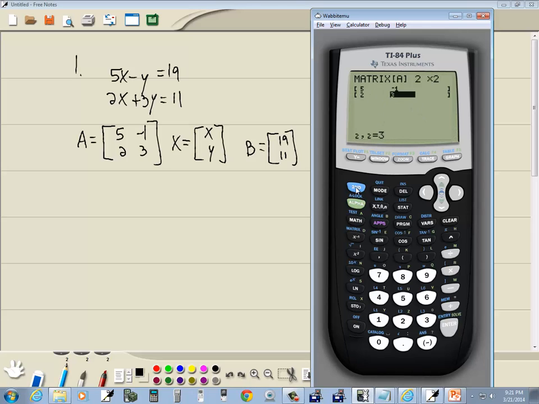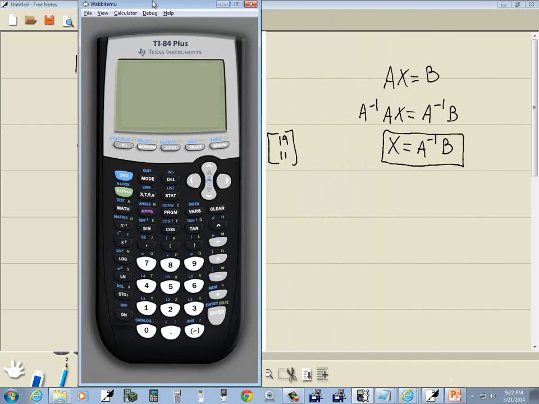Now I'm going to exit out, second mode, go back into my matrix menu, second x to -1. I'm going to right arrow over to edit, down arrow to B, and press enter. Now this is rows by columns, so this is a 2 by 1. So I'll do 2 enter, 1 enter. And then I'll put in 19, and I'll put in 11. And then exit out. Okay, so we just input our matrices.